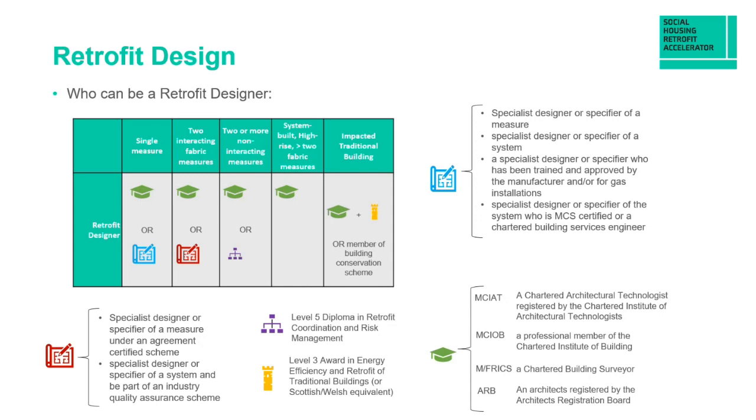And then for a traditional building, it needs to be an architect plus a member of a building conservation scheme or the level 3 award in the energy efficiency and retrofit of traditional buildings. So you need to bear that in mind when appointing your retrofit designers to remain compliant with PAS 2035. Depending on the complexity, they need to match these requirements.